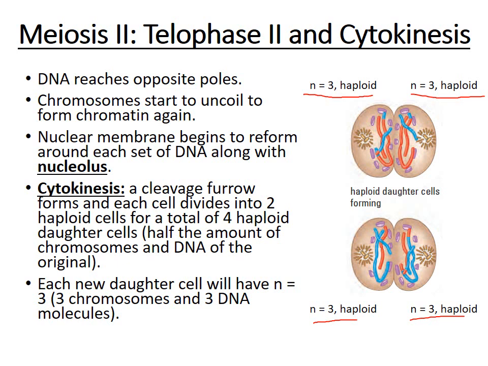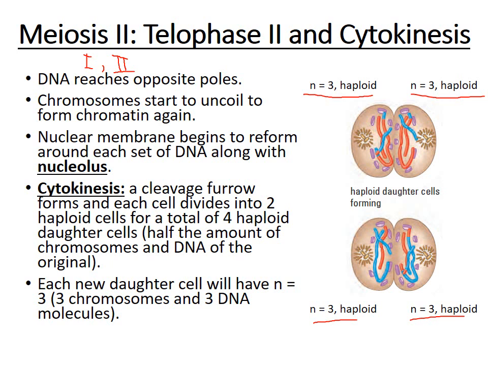But the idea is that you'll have a nucleus that reforms, the nucleolus will reform, spindle fibers are gone, and eventually the cells will split completely to get your 4 haploid daughter cells that have half the number of chromosomes and half the number of DNA. So in a way you can think of it as meiosis 1 chopped the number of chromosomes in half, whereas meiosis 2 completely chopped the amount of DNA in half compared to the original mother.